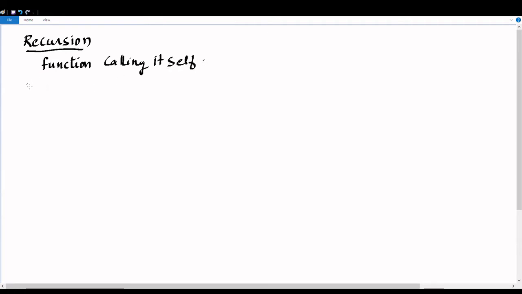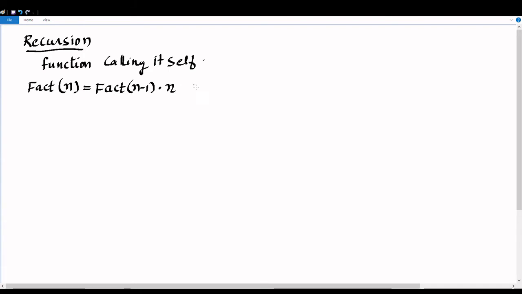For example, consider factorial of a positive integer. Let me denote this by the function fact of n. We know that fact of n is actually 1 into 2 into 3 into etc. up to n. But we can also define fact of n like this: fact of n is equal to fact of n minus 1 into n.